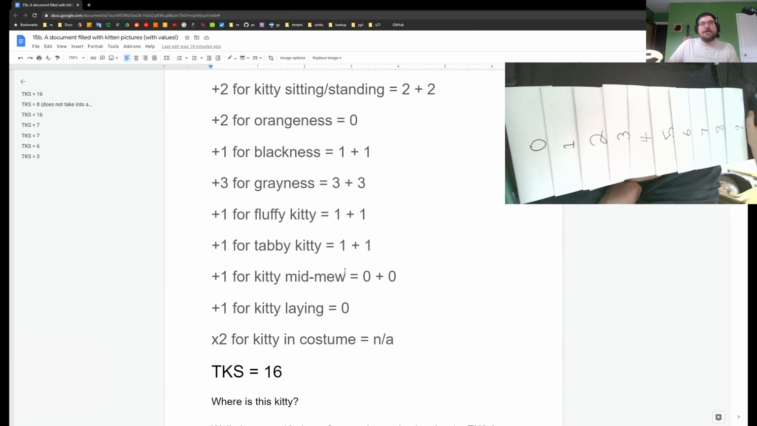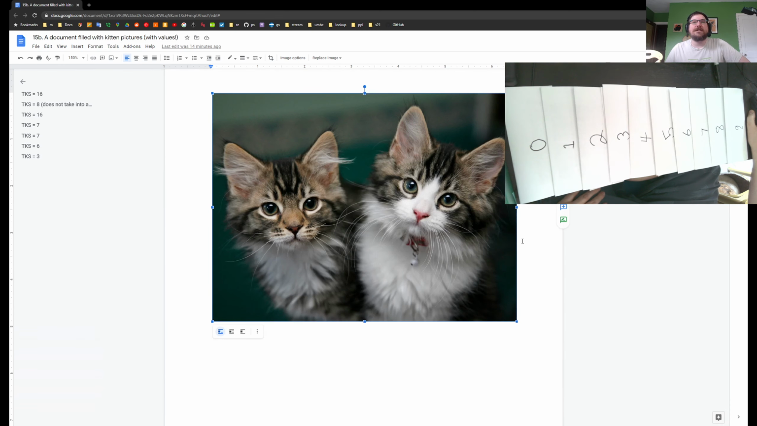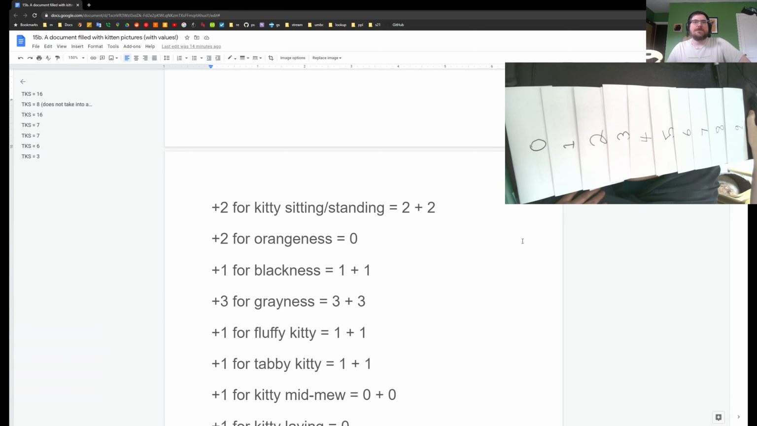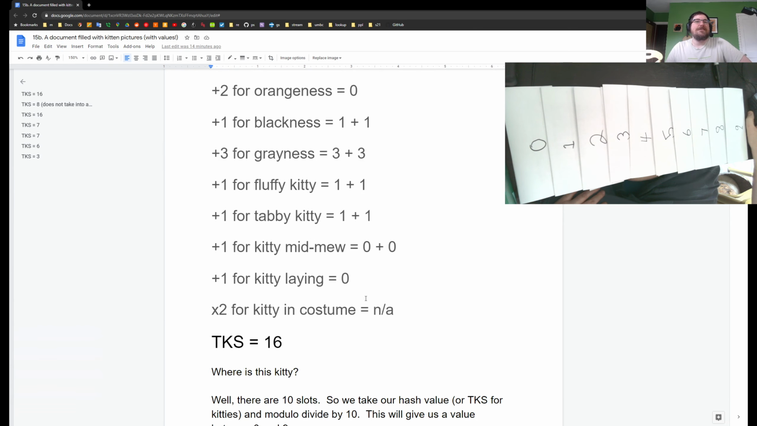So these are tabby kitties. None of these kitties are mid-mew. They're both remaining silent. They're posing. I mean, they're just posing like, hey, what's up? We're going to pose for this picture. And neither of them are laying down. And then ×2. So overall, ×2 for a kitty in a costume.